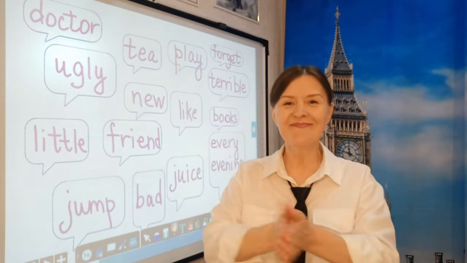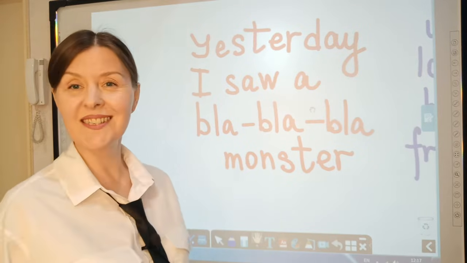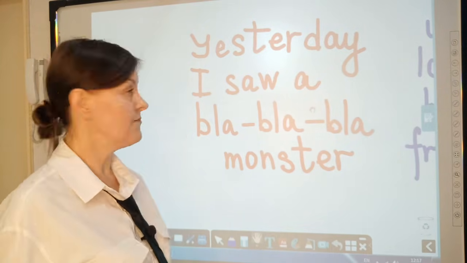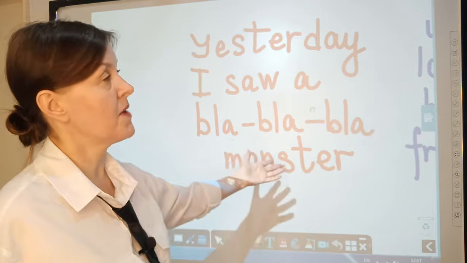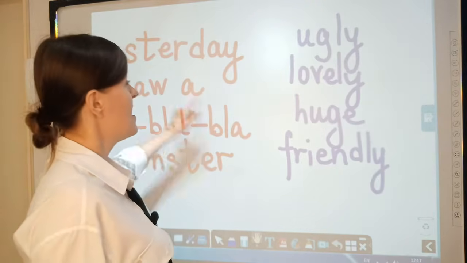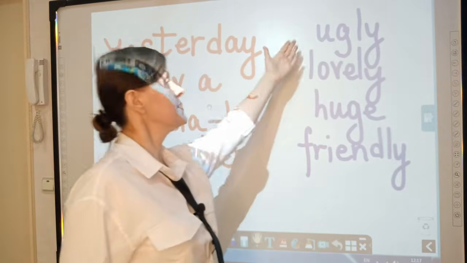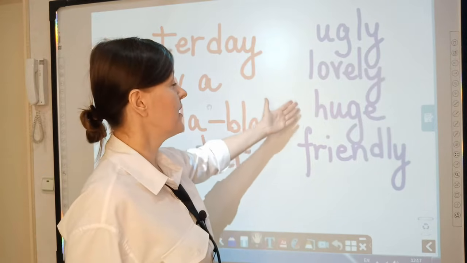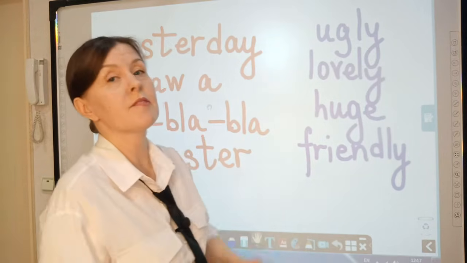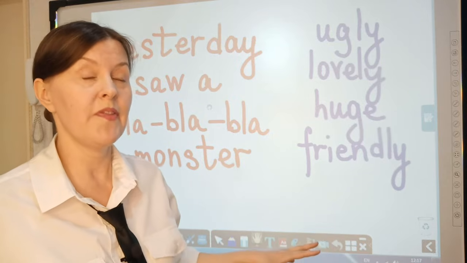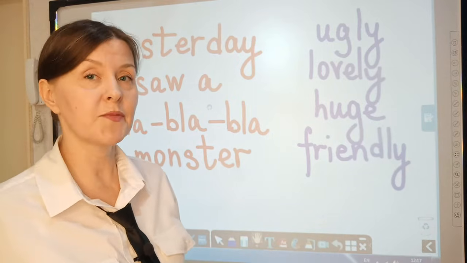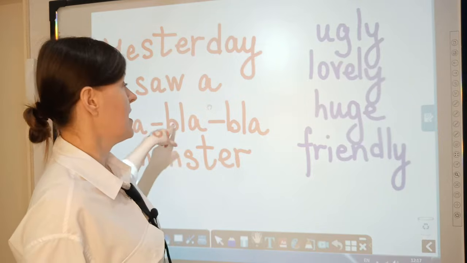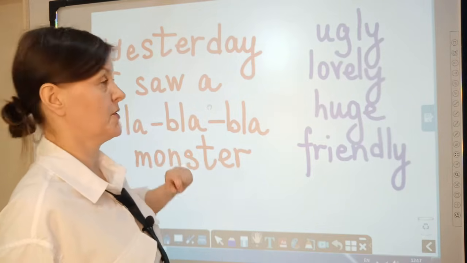So let's begin. And students start playing the game. 1 student from any team can begin. Yesterday I saw a blah blah blah monster. And on the board, students can find 4 adjectives: ugly, lovely, huge, and friendly. There are other words as well, but they are of a different part of speech. They are verbs or nouns. And here, a blah blah monster. Only an adjective suits here.